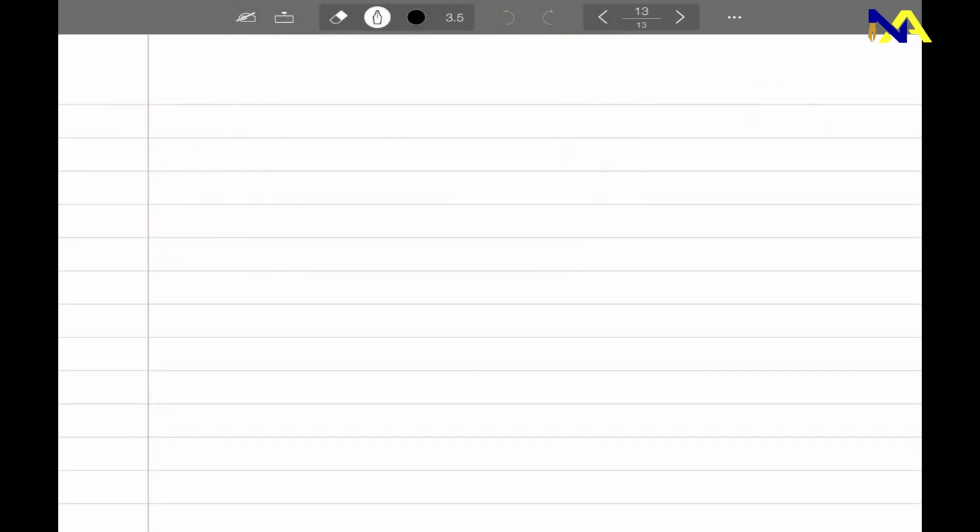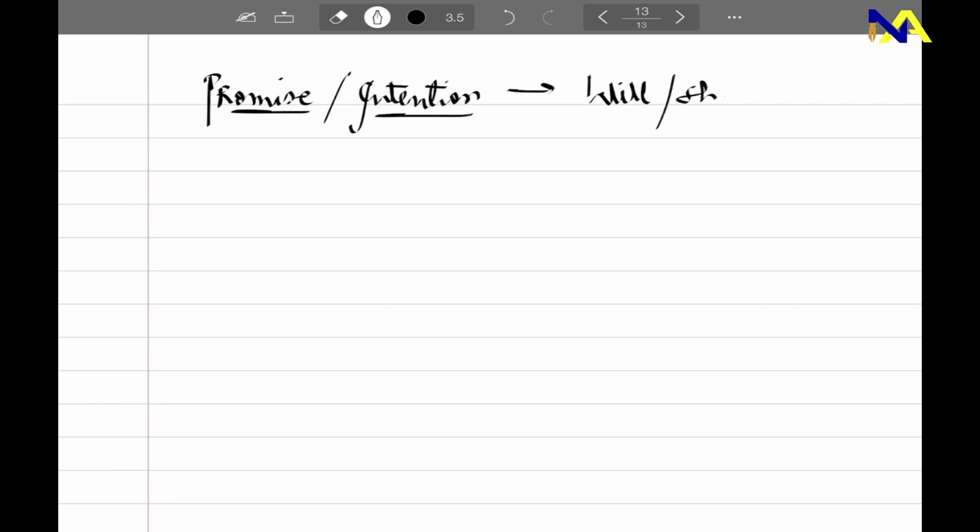Let's see. In order to express a promise, or show your intention, we can use will or shall. Shall was actually used for first person under normal circumstances in future tense, but future is no more a tense in English, so यूज़ अब इसका काफ़ी कम हो गया है. But for future references we can always use will.